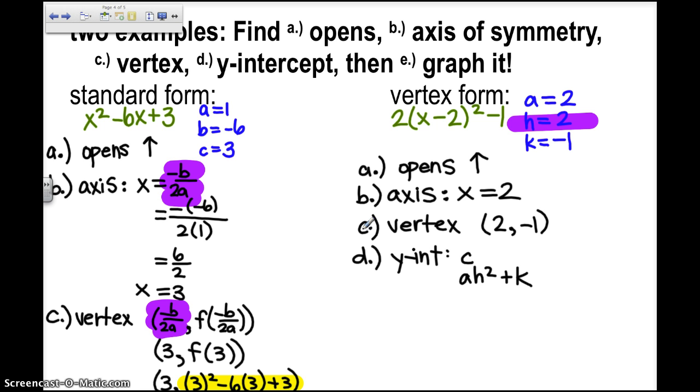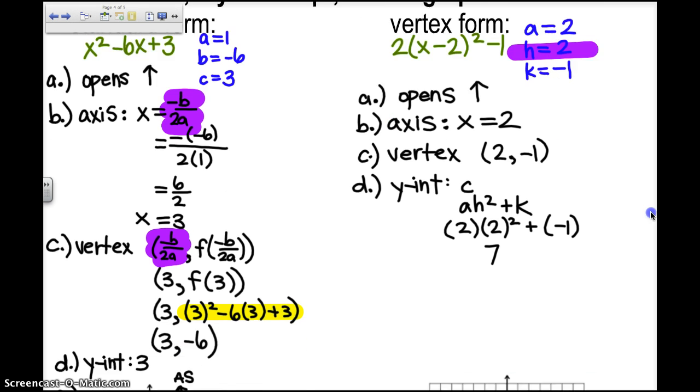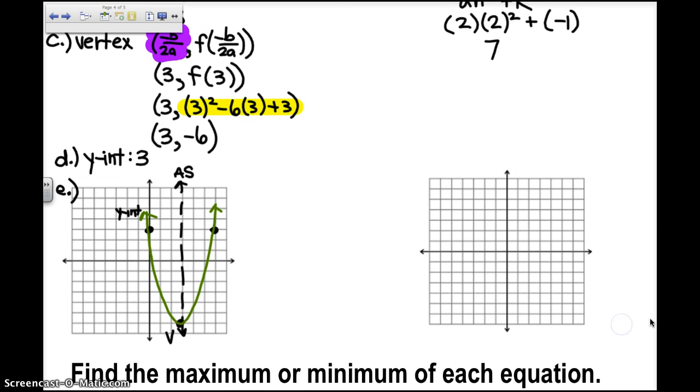a h squared plus k. A is 2, h is 2, k is negative 1. So we have 2 squared, which is 4, times 2 again is 8, minus 1 is 7. So the y-intercept is 7. That went a little bit quicker, but once we had the axis and the vertex, it made it a lot easier. Now let's graph.